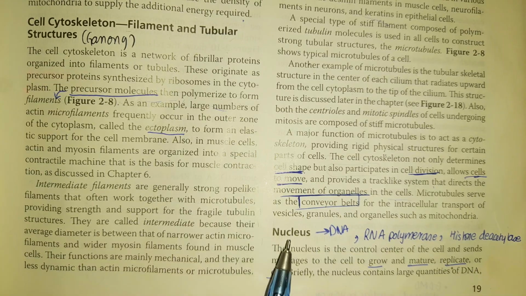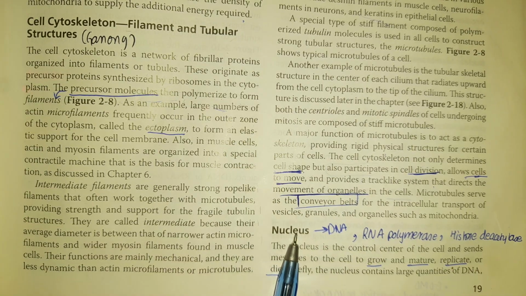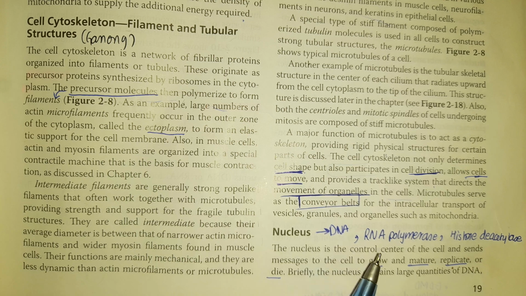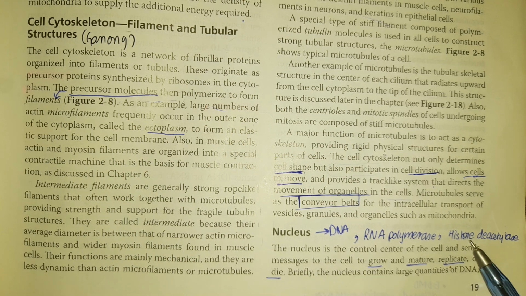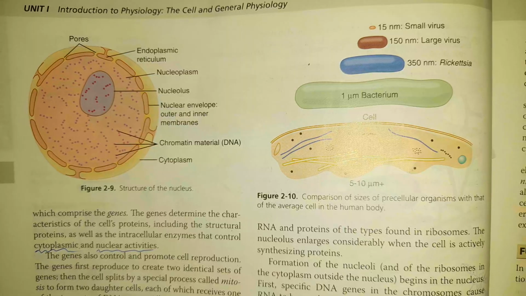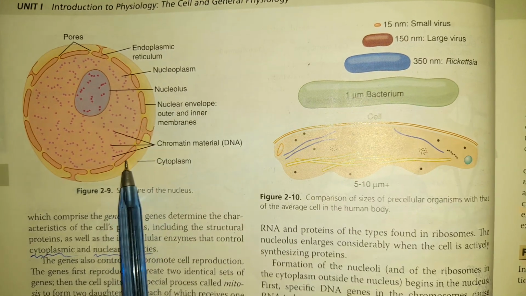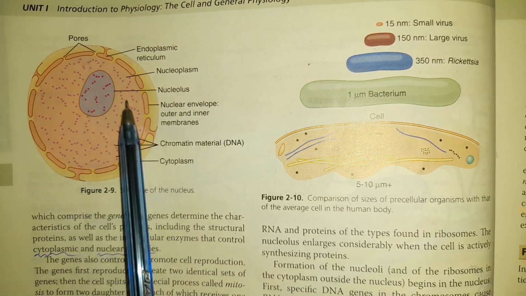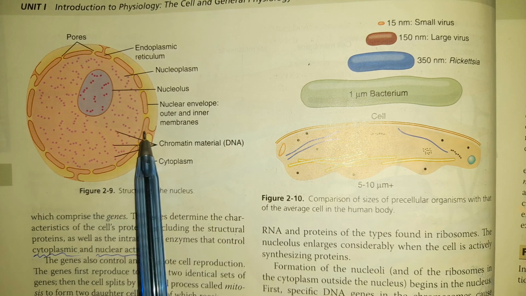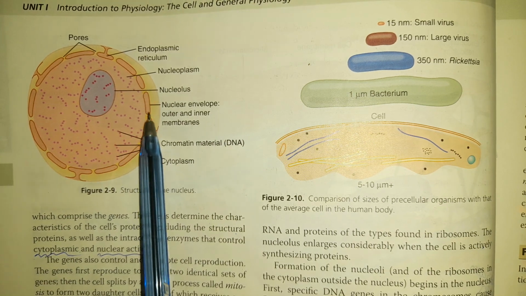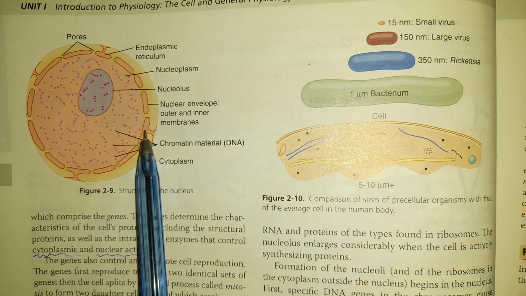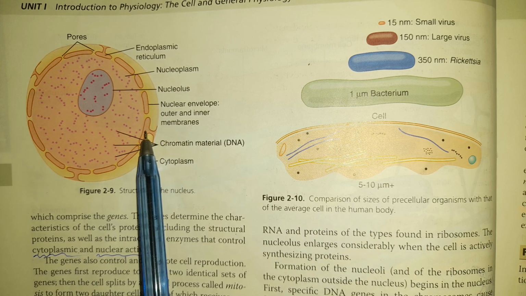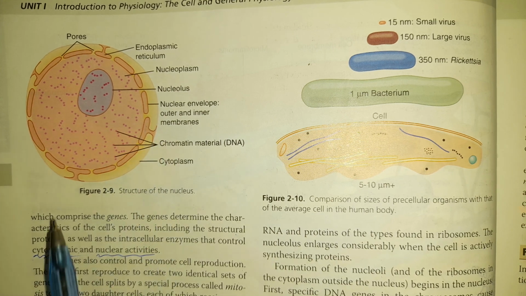Moving towards the nucleus, the main enzyme markers for the nucleus are RNA polymerase and DNA polymerase, sometimes histone deacetylase. So now I will explain the nucleus through this diagram. Here we have a nucleus which is surrounded by a double membrane bounded membrane, which is the nuclear membrane, which is continuous with the endoplasmic reticulum.